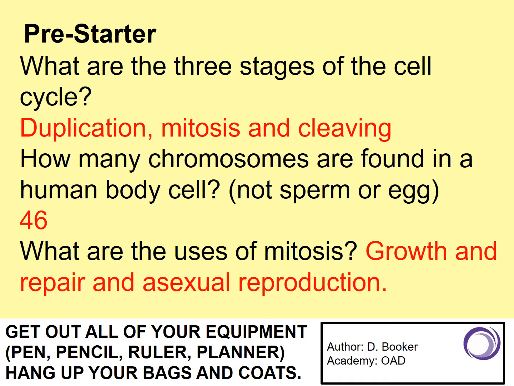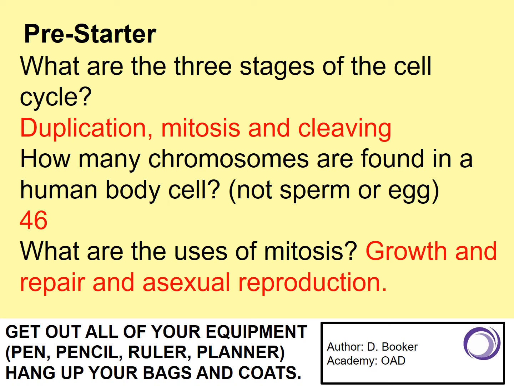Right, let's do these. So the 3 stages in the cell cycle are duplication, that's where everything duplicates, or reproduces, so the ribosomes, the mitochondria, and all the DNA reproduces. Then you get mitosis, which is where the chromosomes go to each end of the cell, and then you get cleavage, which is when that cell actually splits.